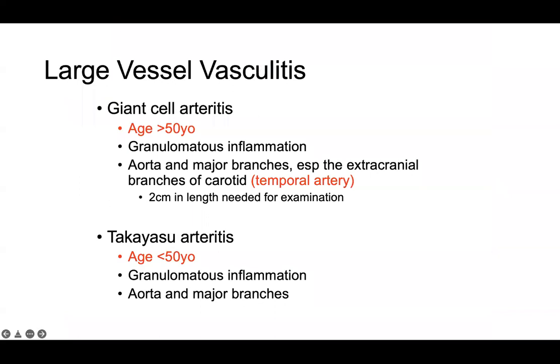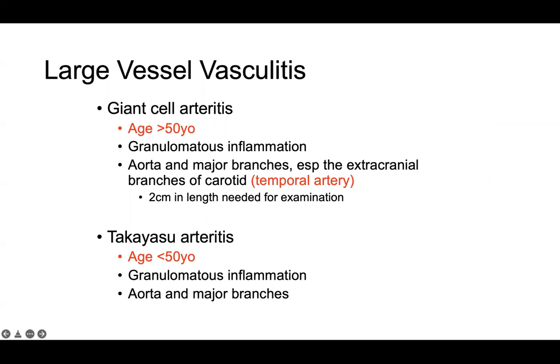For large vessel vasculitis, you want to think about entities such as giant cell arteritis. Typically, this occurs in patients greater than 50 years old with granulomatous inflammation. It affects the aorta and major branches, especially the extracranial branches of the carotid artery, like the temporal artery, with 2 centimeters in length needed for examination. So that's a really big biopsy, right?